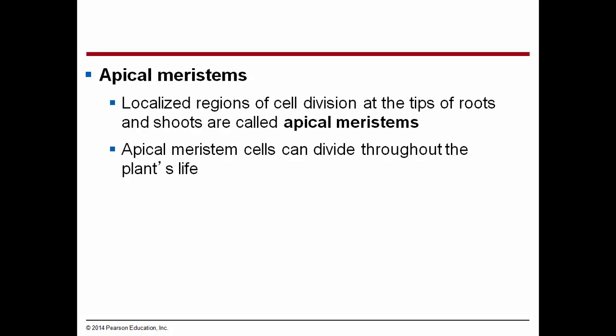Apical meristems. These are localized regions of cell division at the tips of roots and shoots. If you take a look at any branch, at the tip of the branch where the leaf is growing out, there might be a little bud. That bud is the apical meristem on that branch of that bush or tree. You can't see it on the roots, but the roots have the same thing. They have apical meristems, regions that divide through mitosis, and they extend the roots through the soil. Apical meristem cells can divide throughout the plant's life.